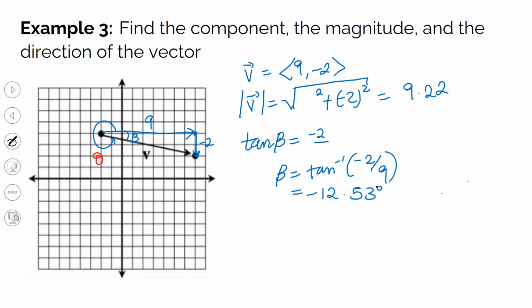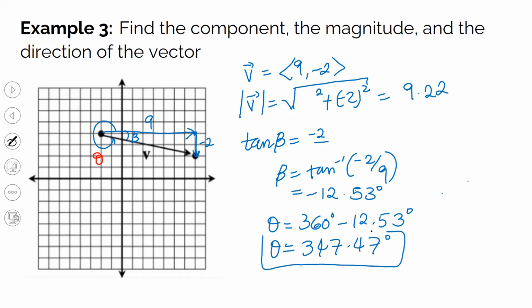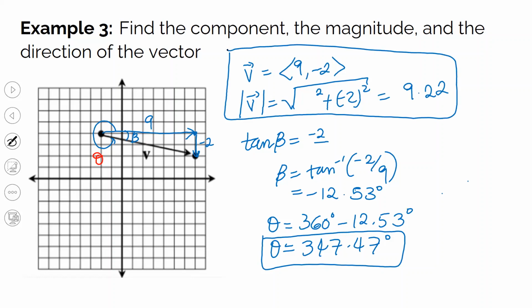So what does this mean? For us to be able to get our angle theta, it will now be 360 minus this one. So it's going to be 360 degrees minus 12 point something, and it's already negative, so you don't need to worry about remembering the negative. So this is going to give you 347.47 degrees, something like that. Okay. If I make a mistake, please correct me. So again, this is the magnitude and the direction. So magnitude, direction, the component.